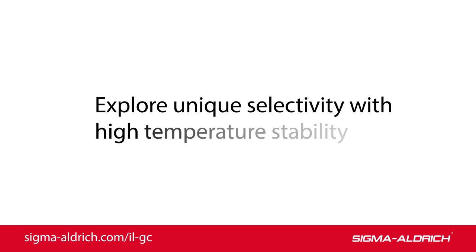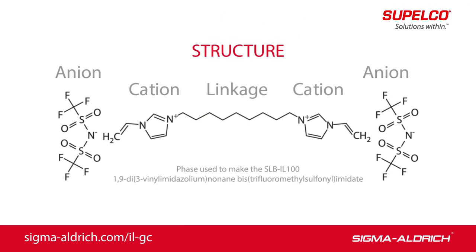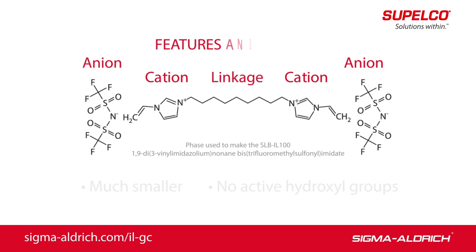Explore unique selectivity with high-temperature stability using Supelco Ionic liquid gas chromatography columns. Ionic liquid GC stationary phases consist of two or more organic cations joined by a linkage, and associated with anions, which can either be inorganic or organic. Ionic liquids differ physically and chemically from non-ionic liquid stationary phases.